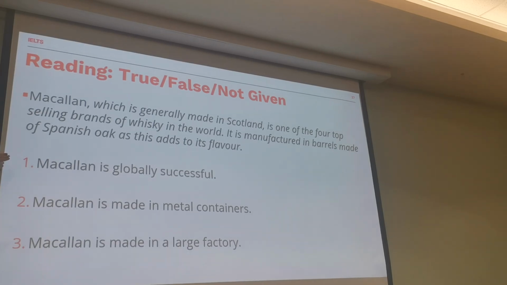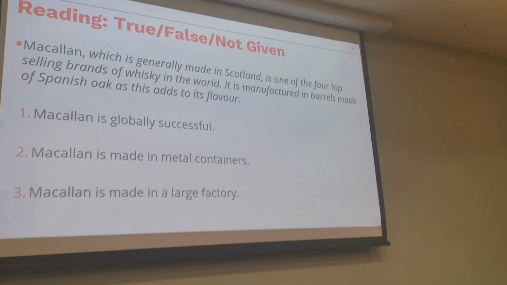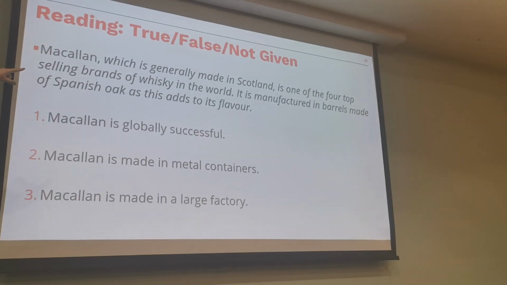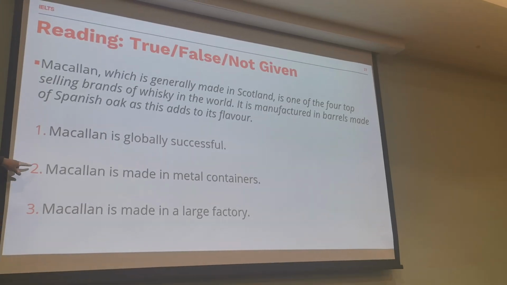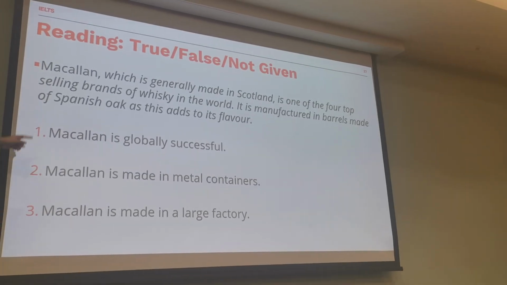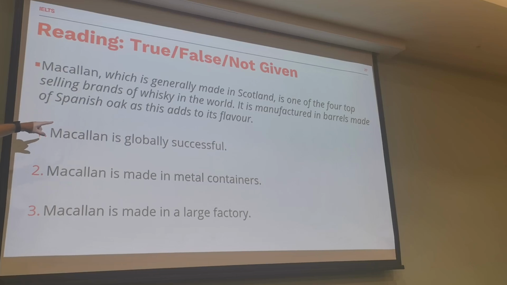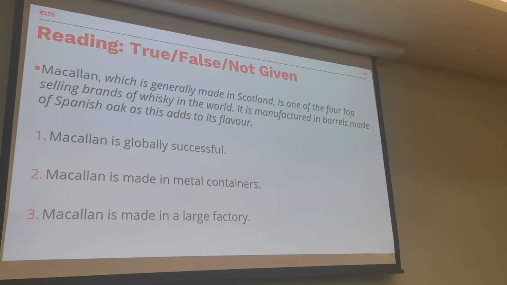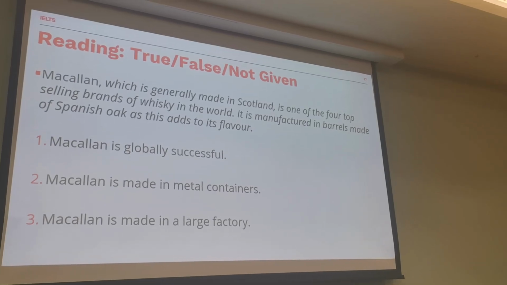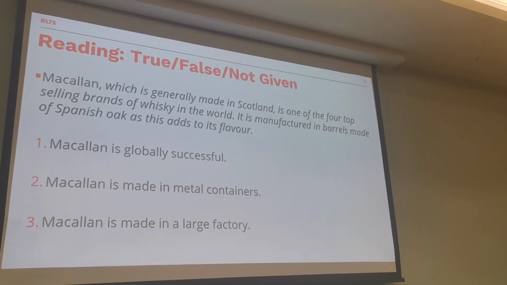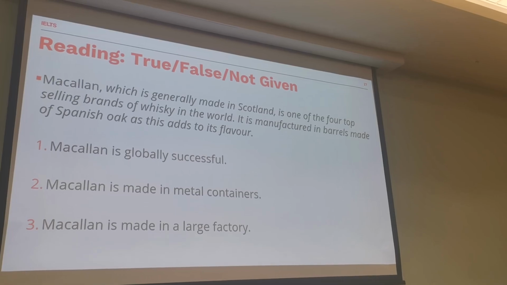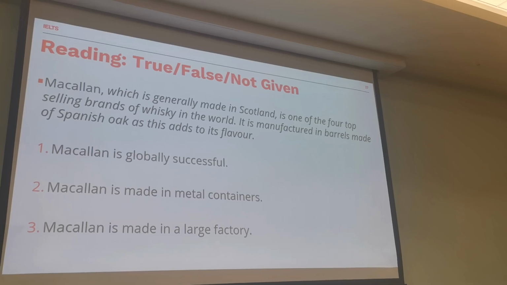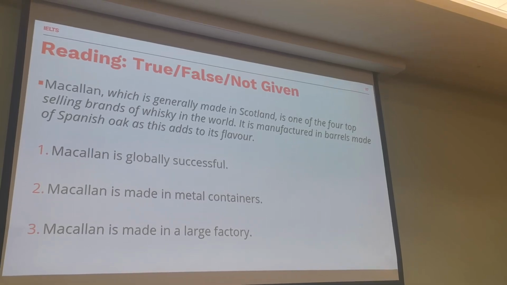So globally successful is true. It's one of the top 4 selling whiskey brands in the world. Globally successful. Made in metal containers? False, because it says Spanish oak. Oak is a type of wood. So you need to know that in that case. It's made in a large factory. Not given, probably, but it doesn't say it here. If it's one of the largest whiskey brands, almost certainly in a large factory, but it doesn't say it in the text, so it's not given. One of the most common mistakes.